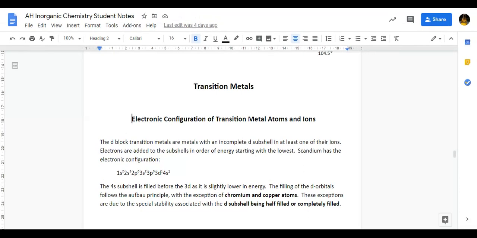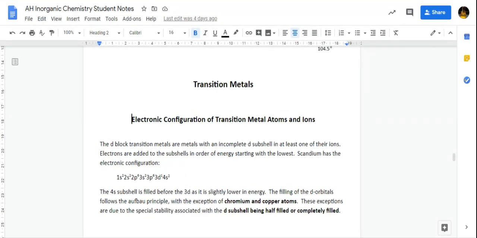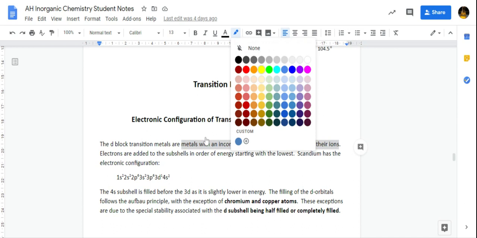Hello, so this video looks at the electron configuration of transition metal atoms and ions. Okay, now the transition metals are that section of the periodic table in the middle in the d block, and this is because we will be filling the d subshell with electrons as we move across the periodic table. So d block transition metals are metals with an incomplete d subshell in at least one of their ions. That is the definition of a transition metal.